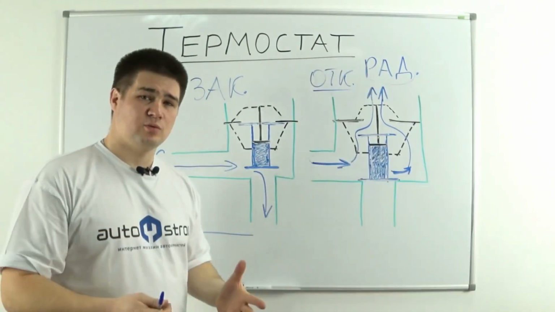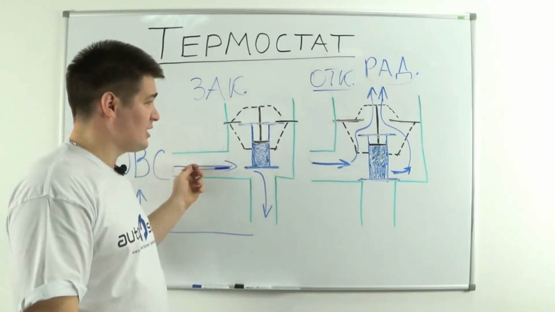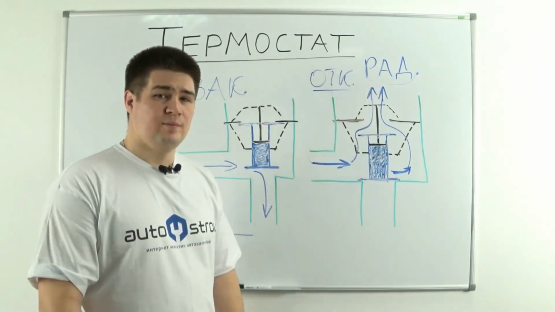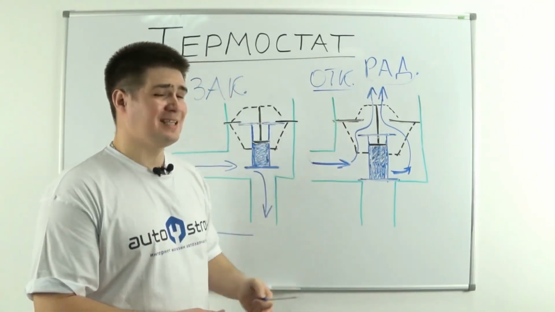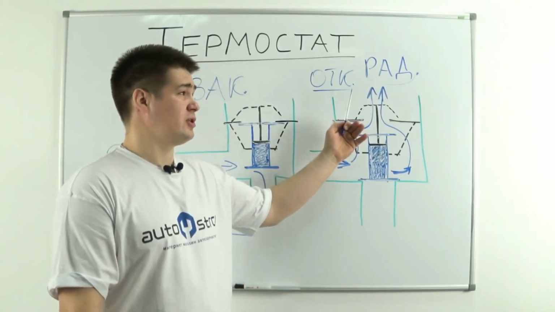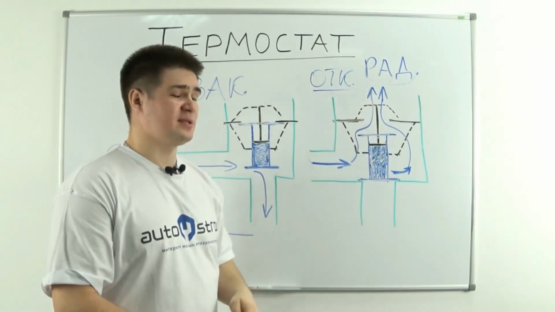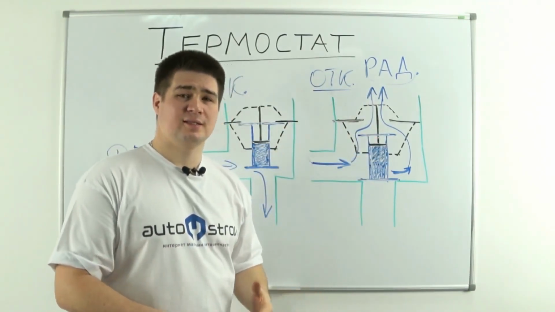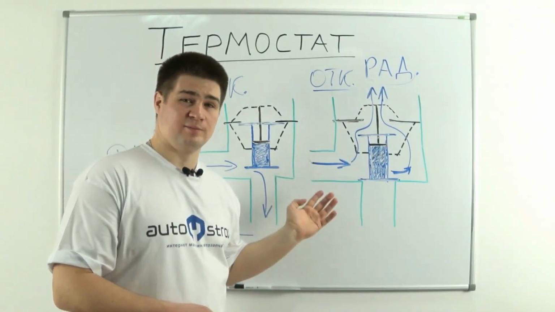In the second case of a breakdown, when the thermostat is constantly open, the liquid will immediately flow to the coolant radiator. So if you notice that the engine warms up very slowly, and at high speeds it can even cool down, that is, the temperature of the working fluid will drop, then the thermostat is permanently in the open position. It is also very bad and negatively affects the operation of the engine as a whole.